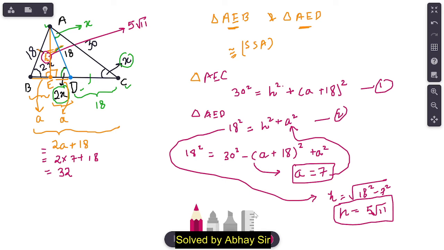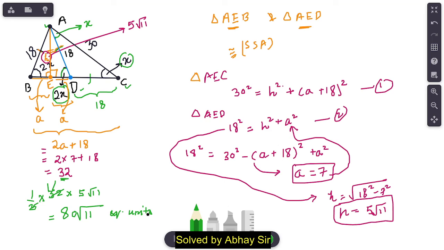So anybody can say what is the area of a triangle? Very easy. Half into base, which we just found, 32, into the height, that is 5 root 11. So just go ahead and put 5 root 11 here. When you calculate it, it will come out to be 80 root 11 square units. So that's our answer. Perfect, guys. So this was one way of solving it.